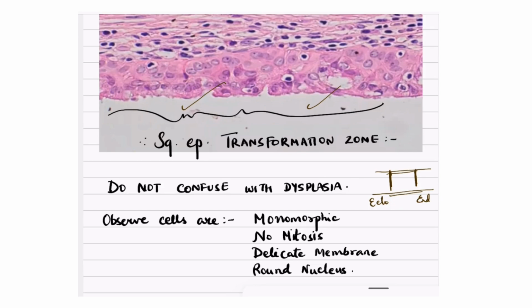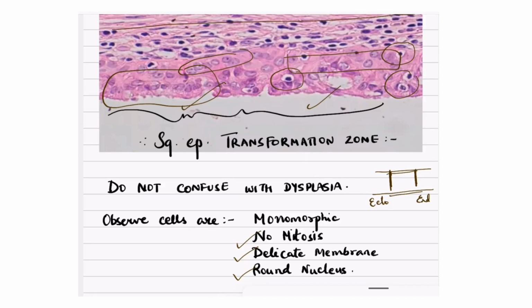As you can see, the cells are pretty monomorphic. Monomorphic means very benign-looking, the nucleus is okay, and yes, there is glycogen content here and here, but that does not mean that it is dysplastic. You can look at other cells, and if they appear okay, then it must be a transformation zone which you are looking at. Do not confuse this with dysplasia. And there is no mitosis, the membranes are delicate, the nuclei are round, and there is no hyperchromasia.